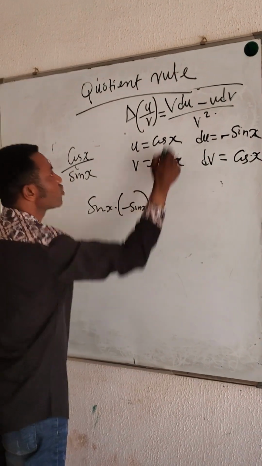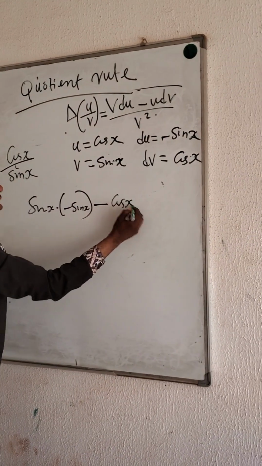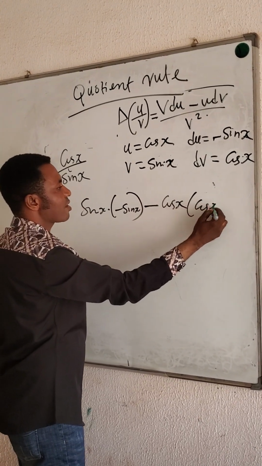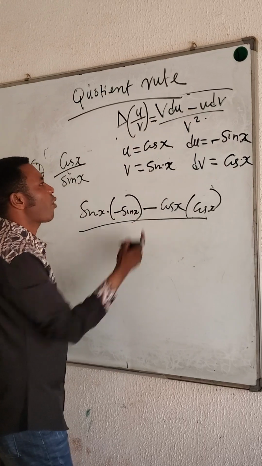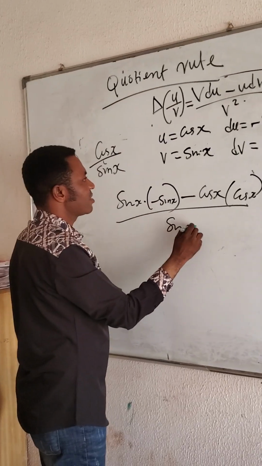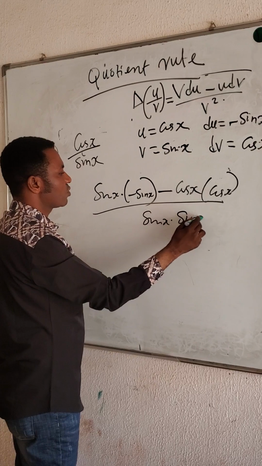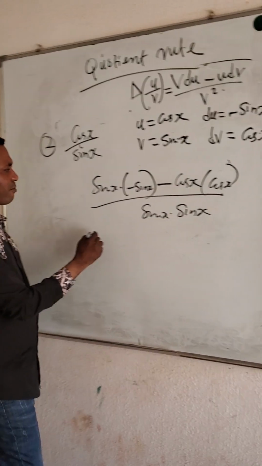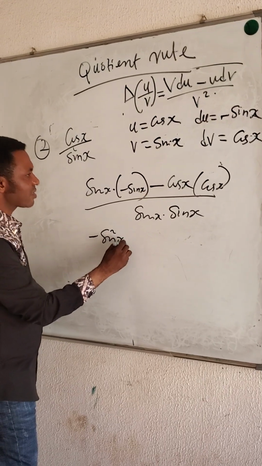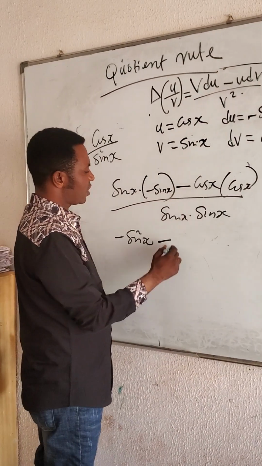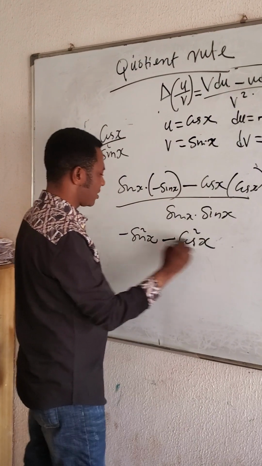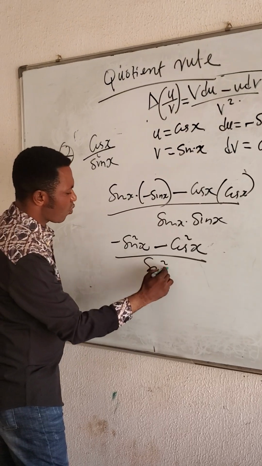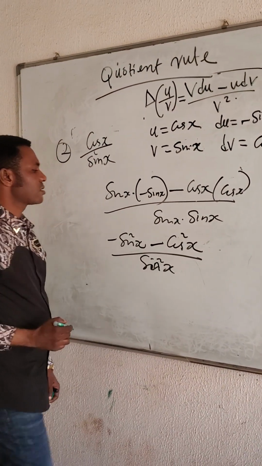Alright? Minus, what is my u? u is cos x multiplied by what? dv. And dv is cos x. Then all over v square. What is v? Sin x. That is, since it's square, that is sin x times what? Sin x. Look at this one. Sin x multiplied by minus sin x. We have minus sin square x, then minus cos x times cos x, we have what? Cos square x. All over sin x multiplied by sin x, we have what? Sin square x.